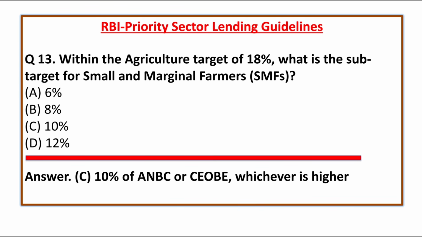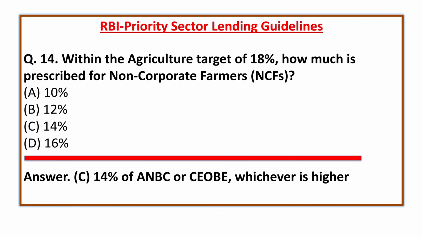Question 13. Within the agriculture target of 18%, what is the sub-target for small and marginal farmers, SMFs? A. 6%, B. 8%, C. 10%, D. 12%. Answer. C. 10% of ANBC or CEOBE, whichever is higher.